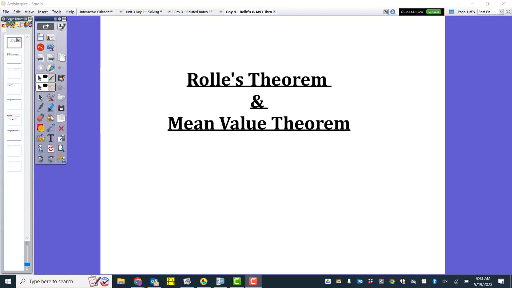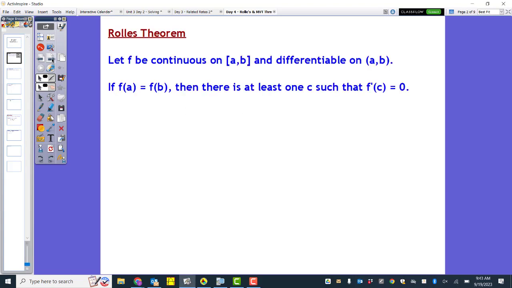All right, today we're talking about two more theorems, Rolle's theorem and the mean value theorem. Rolle's theorem states that if f is continuous on the interval a to b and differentiable on the interval a to b, and if f of a equals f of b, then there's at least one c on the interval a to b such that f prime of c is equal to 0.